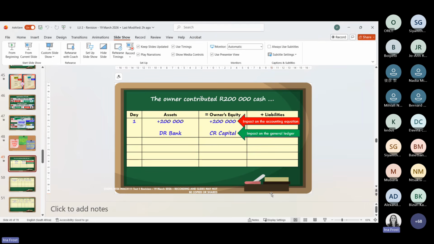Before the break, we were starting to look at the impact of certain transactions on the accounting equation and on the general ledger.